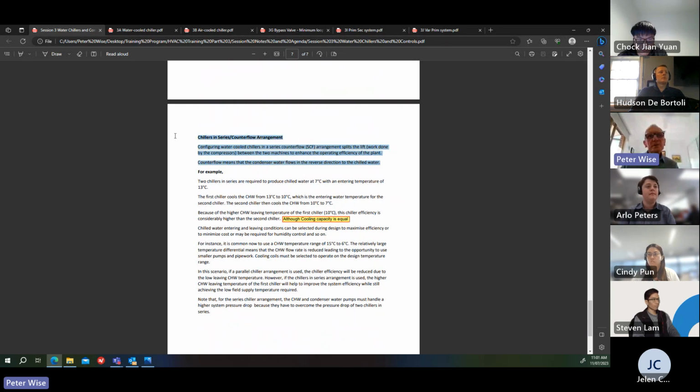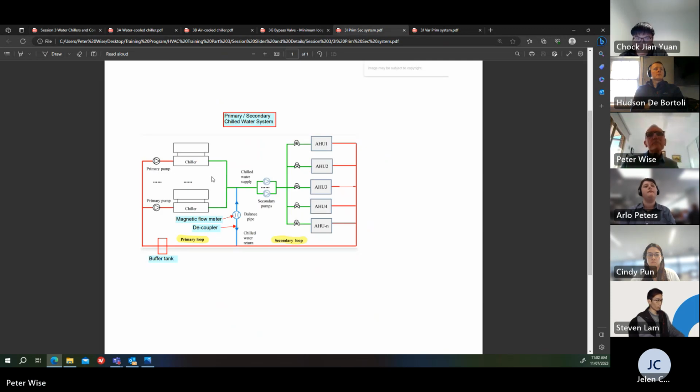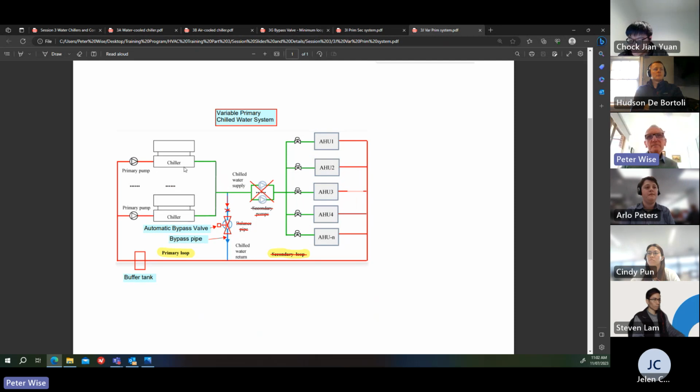I just wanted to mention chillers in series, in a series counterflow arrangement. Normally, if we go back to the primary secondary, or the variable primary, the chillers are in parallel with the circuit. That's a parallel arrangement. The chillers are in parallel. However, I'll show you a picture of a series arrangement.